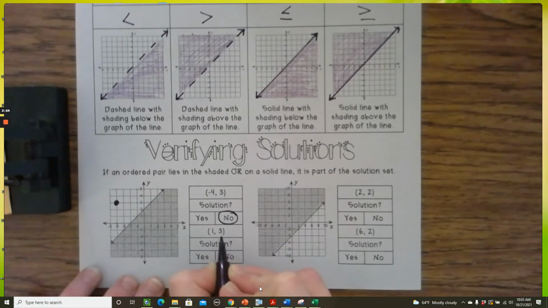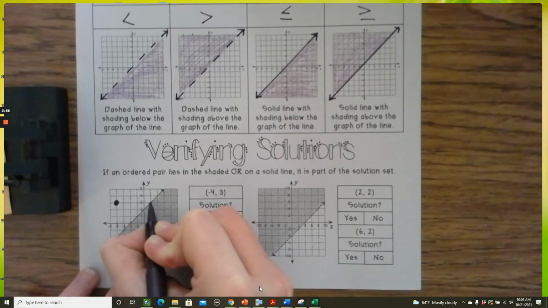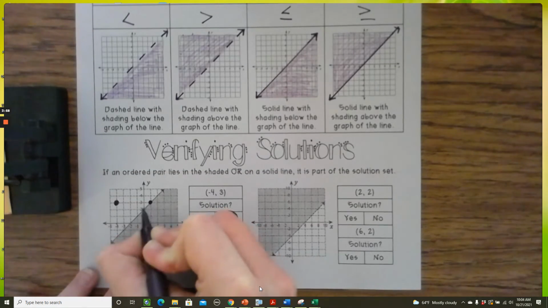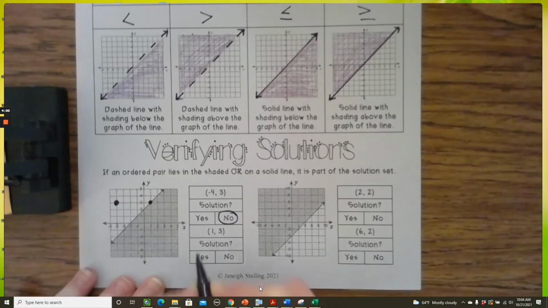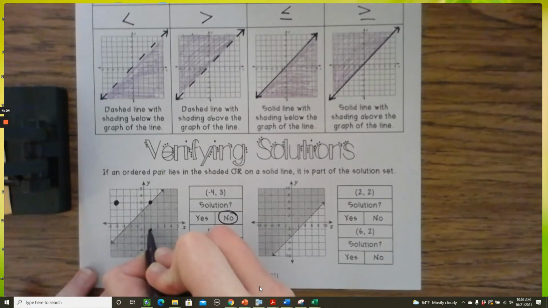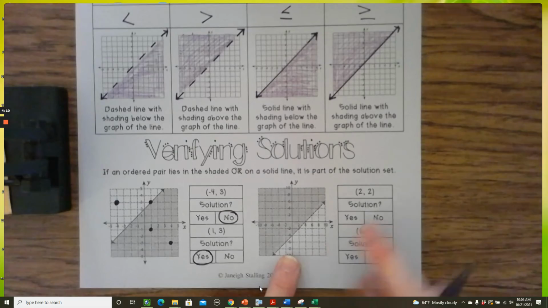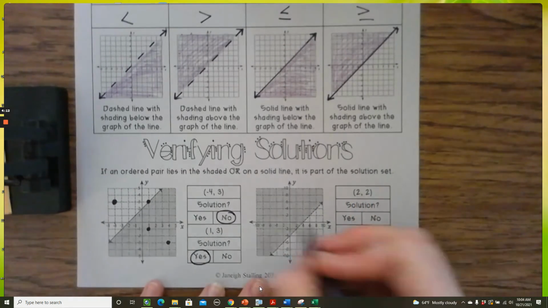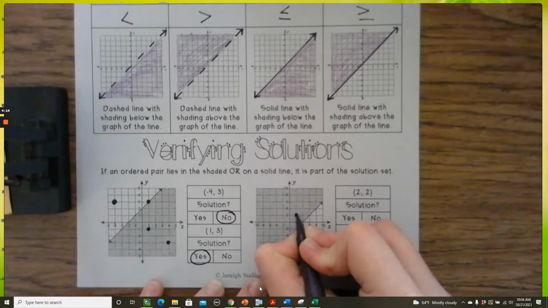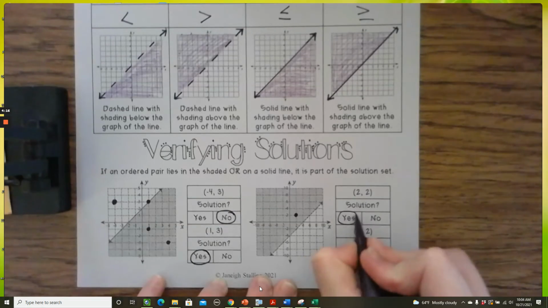Here we've got, is 1, 3 a solution? So 1, 3. So that one is on a solid line. So yes, that one would be a solution. Any point that falls in here would be a solution to that inequality. So on this one, it says is 2, 2 a solution? So 2, 2. Yes, that one's in the shaded area.